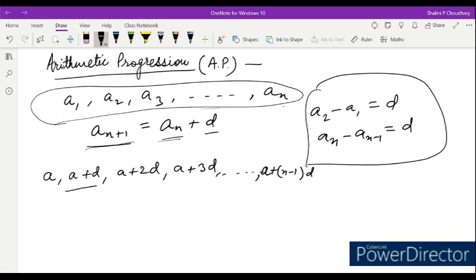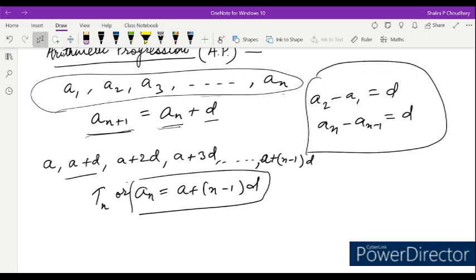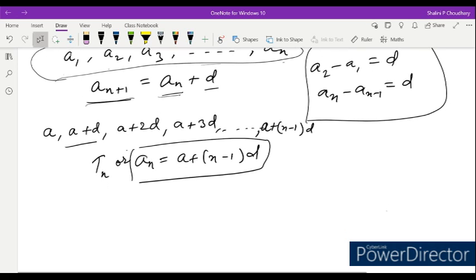So the nth term, tn, general expression for tn, or we can write an, is equal to a plus (n minus 1)d. So this will be the formula. By using this formula, we'll solve sums and we can find out any term of an AP. There are some simple properties of AP and we can verify those properties.